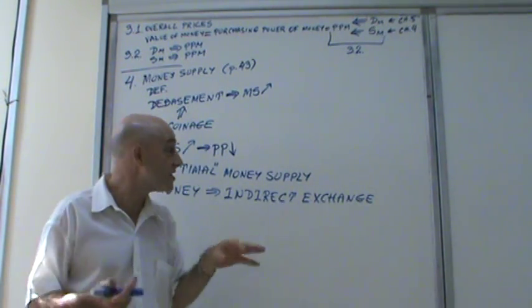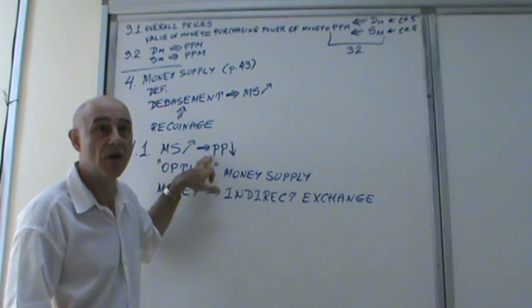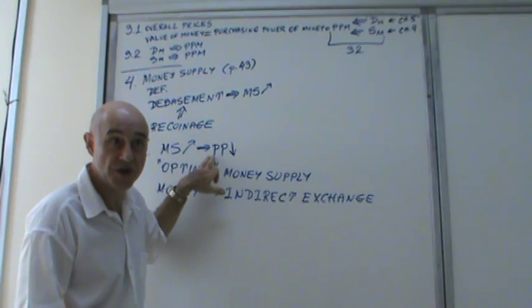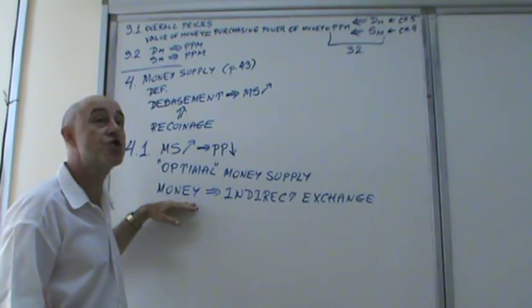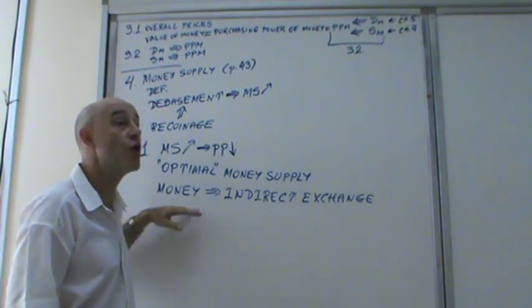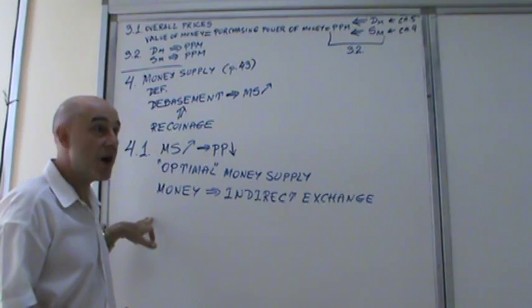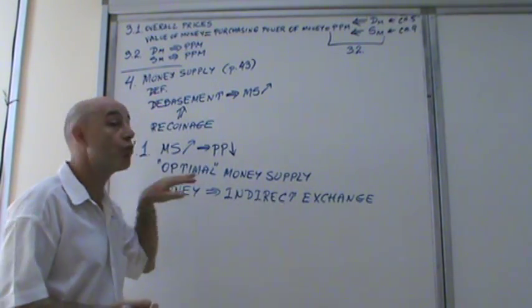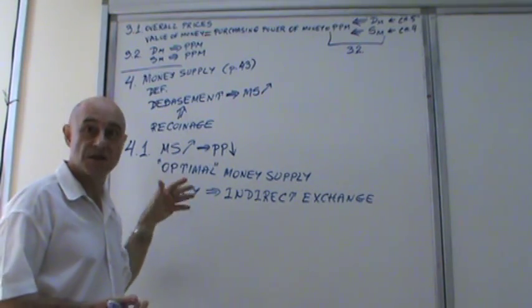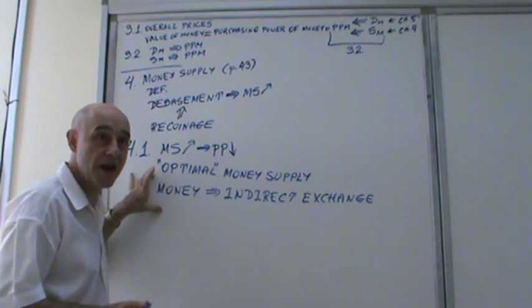If you increase money supply, the only thing that will happen is prices will rise. Purchasing power will fall. So there is no, we call it, social benefit to increasing money supply. You can reduce money supply, and again, there is no social benefit to reducing money supply. Okay, so that's extremely important to understand.